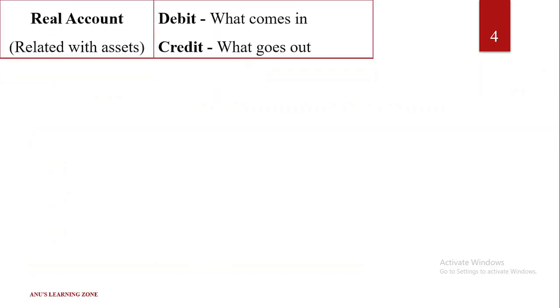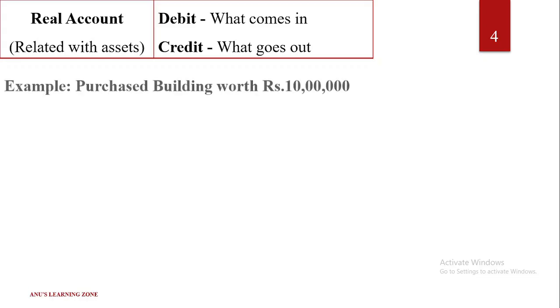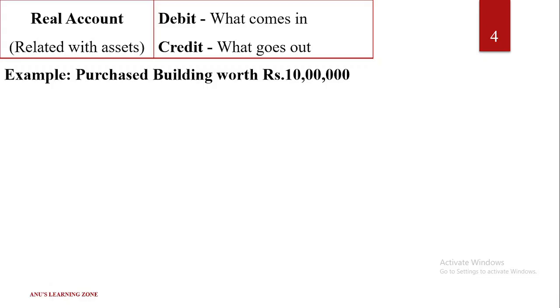Real account deals with the assets, that is, both the current and the fixed assets of the company. And according to this, the rule is: debit what comes into the business and credit what goes out of the business. So let us explain the same with the help of an example. The example given over here is: purchased building worth rupees 10 lakh.